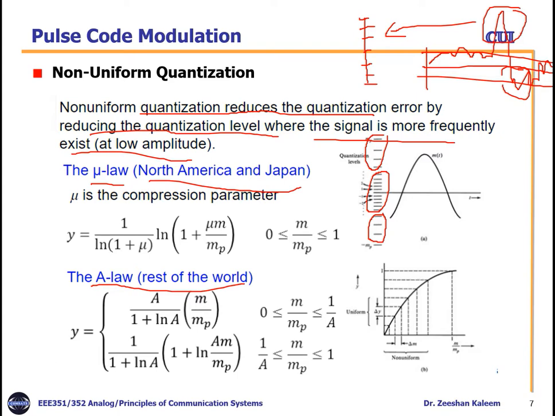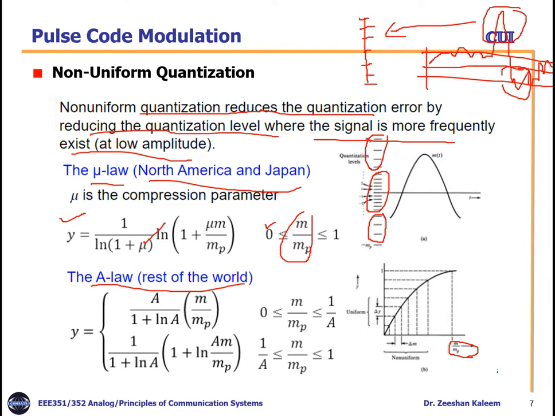I think we don't need to go into more detail, but if you want to calculate the outputs of the quantizer, y will be the output and mu is the compression parameter. If mu is higher, there is more compression. If mu is low, the compression is low. And m over mp is the normalized value. This is your message, and if you divide by mp, the peak value, it will not exceed 1, so it will be between 0 and 1. This graph shows m over mp, your normalized values, this is your input message, and this is your output message.